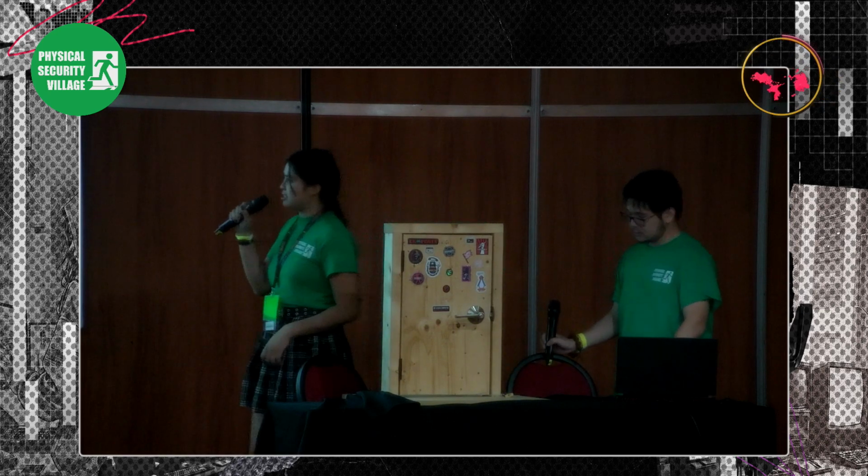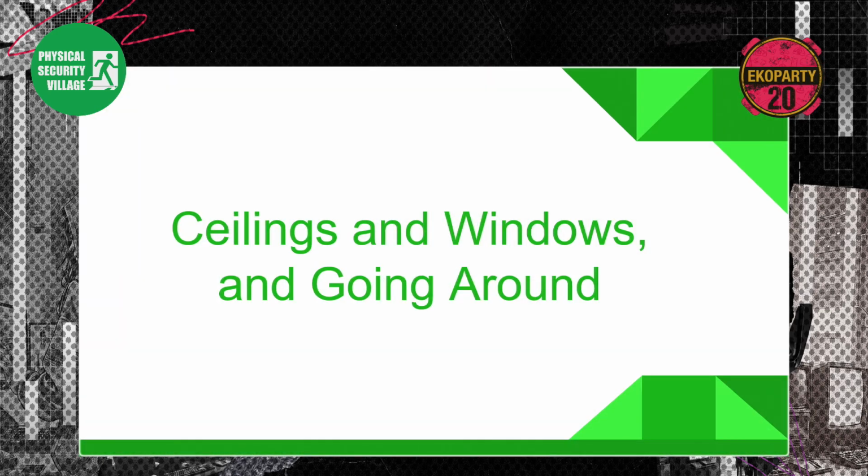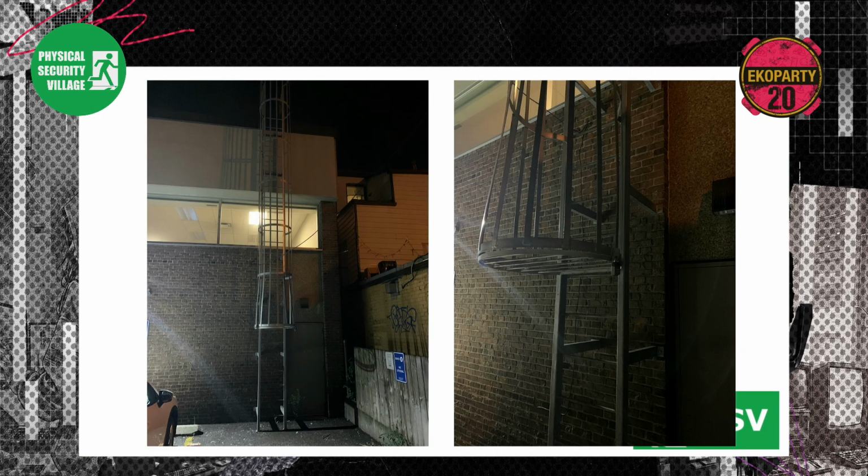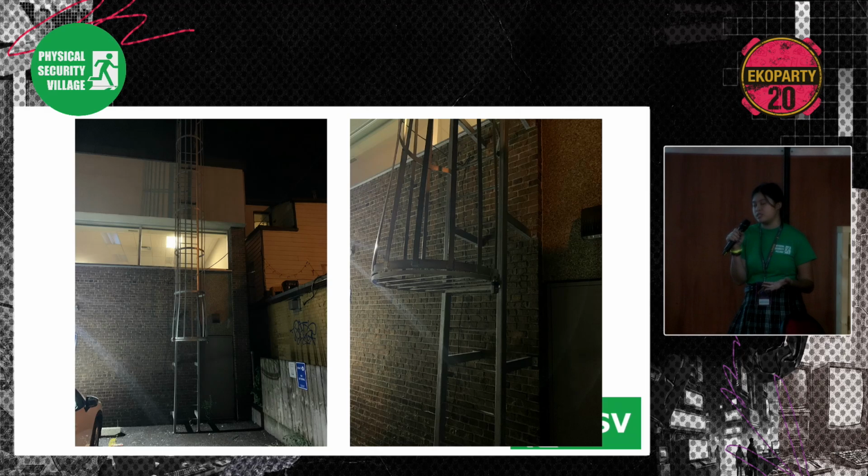Okay, and this is the last little section. It's ceilings, windows, and going around. So sometimes you'll find that the easiest way to get through a door is to not go through the door at all. And again, this happens because people aren't extremely security minded. So here's a really fun example.